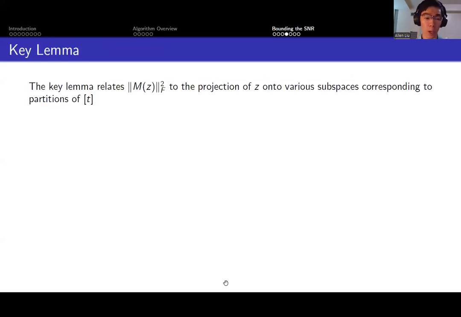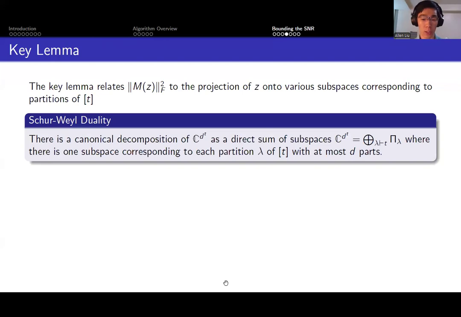Now, the key lemma will allow us to relate this Frobenius norm of M of Z squared to the projection of Z onto various subspaces that are indexed by partitions of T. Specifically, Schur-Weil duality from representation theory says that there is a canonical decomposition of this D to the T dimensional space as a direct sum of subspaces that are indexed by partitions lambda of T into at most D parts.